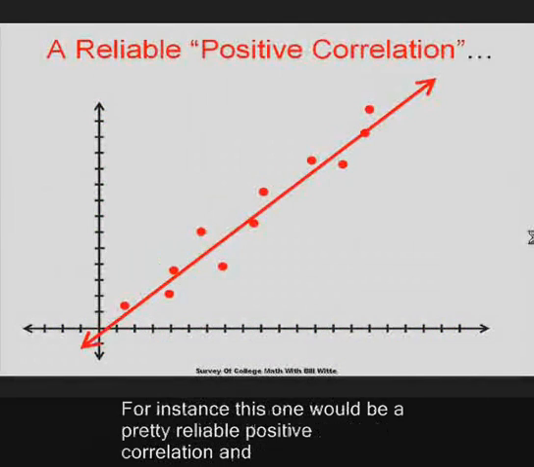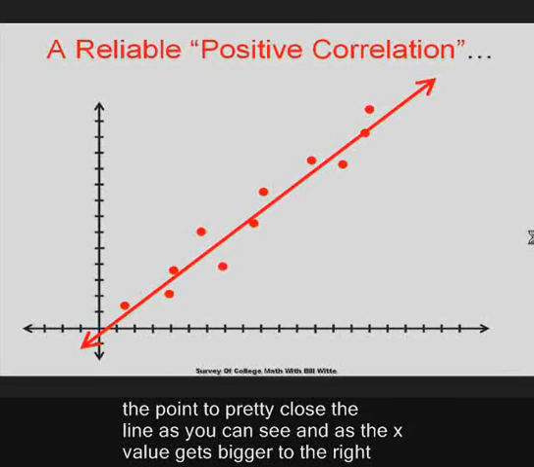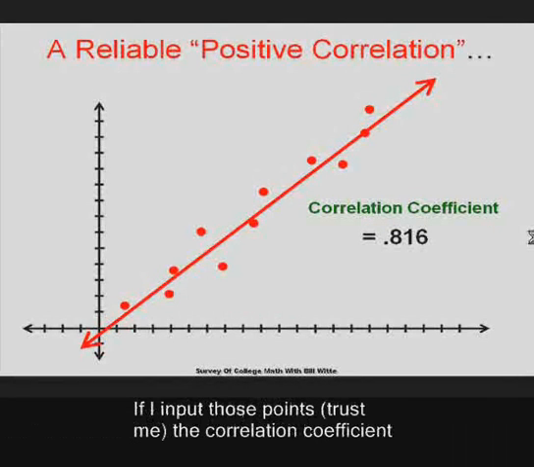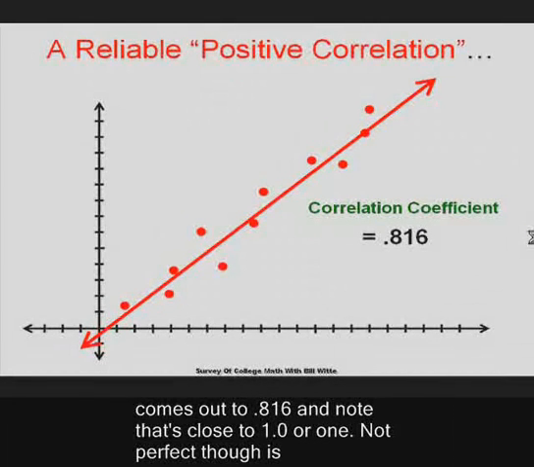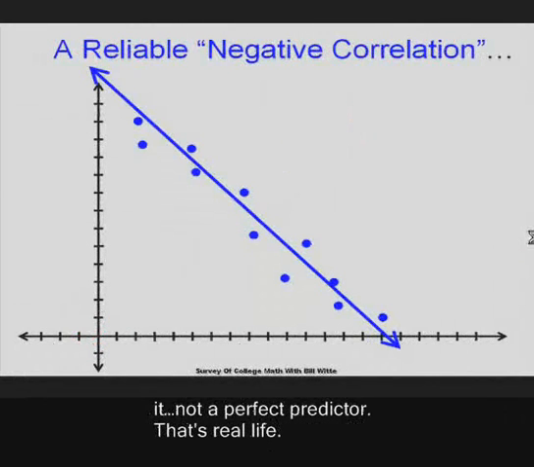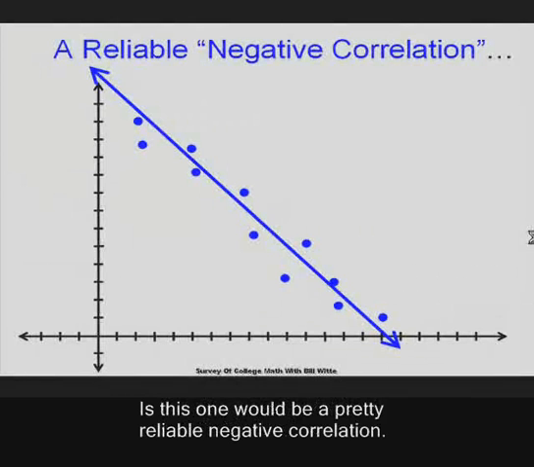For instance, this one would be a pretty reliable positive correlation. Okay, the points are pretty close to the line, as you can see, and as the X value gets bigger to the right, the Y value gets taller, goes farther up. And this happens to be, if I put those points in, trust me, 0.816, and that's about 1. That's close to 1. Okay, not perfect though, is it? It's not a perfect predictor. That's life.